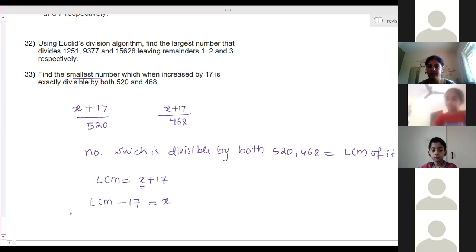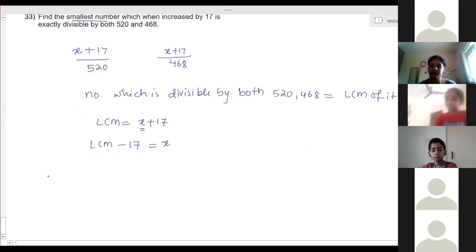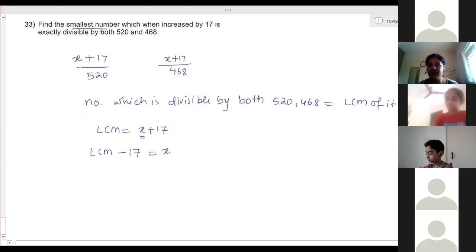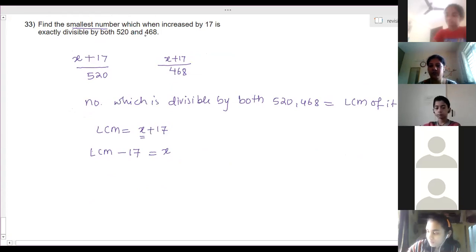Clear? Yes, ma'am. Able to understand this? We need to calculate a number which, when increased by 17, is divisible by both these numbers. That means x plus 17 is divisible by both, so x plus 17 is equal to the LCM of the two numbers. And from that number, when you subtract 17, you will get the required number. Clear? Yes, ma'am.